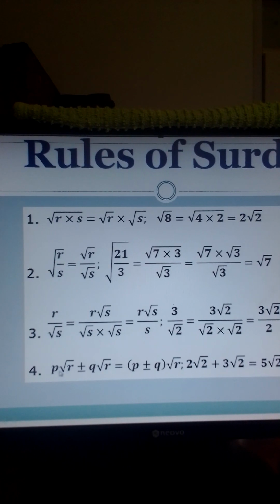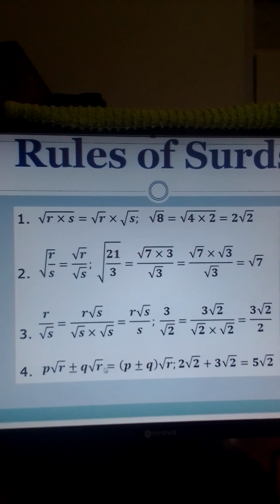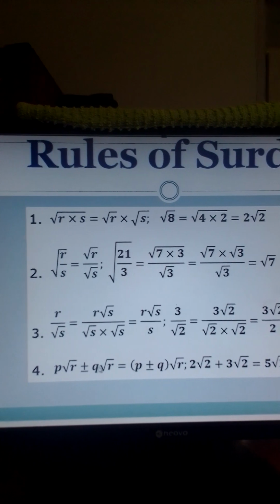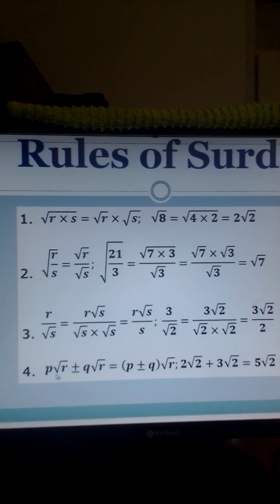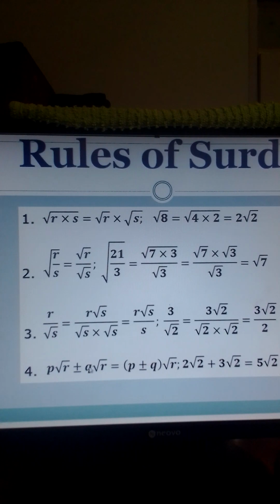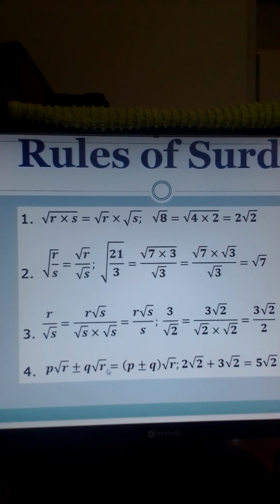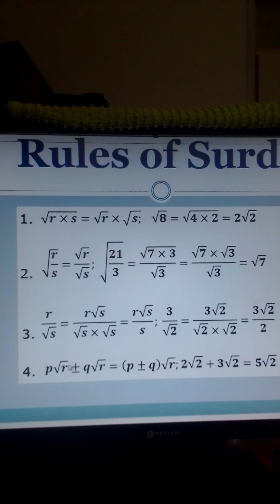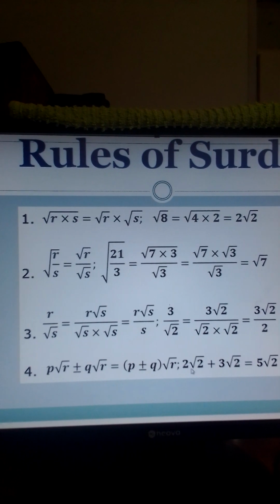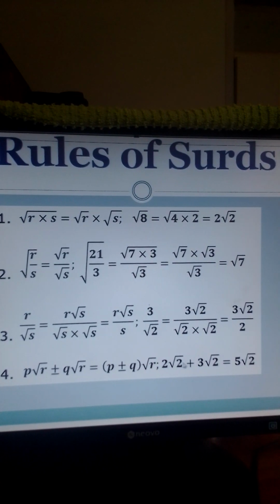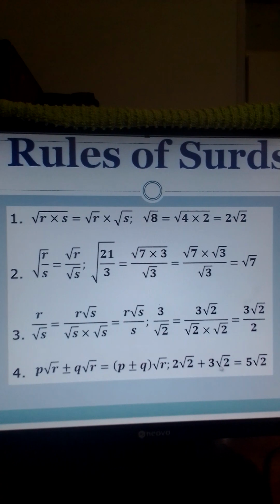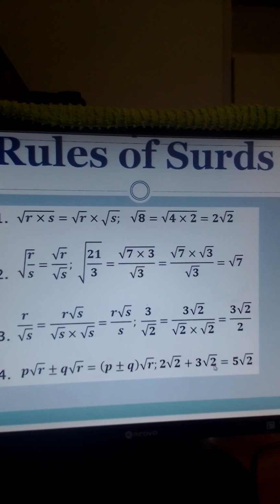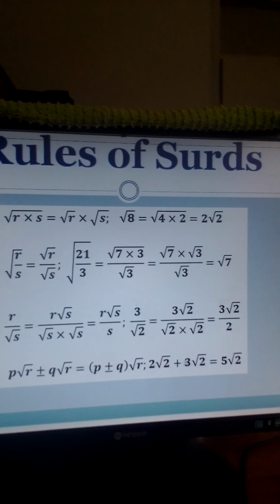Then we have p root r plus or minus q root r. What we do here is factorize, so that is p plus or minus q times root r, because root r is common to both terms. So you can easily factorize, and we say that it is root r into p plus or minus q. For example, we have 2 root 2 plus 3 root 2. Root 2 is common here, so we can factorize, and we have root 2 into 3 plus 2, or 5 root 2.